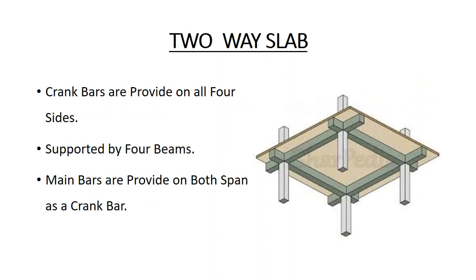In a two-way slab, the crank bars are provided on all four sides, so it is supported by four beams. Main bars are provided on both spans, as well as crank bars.